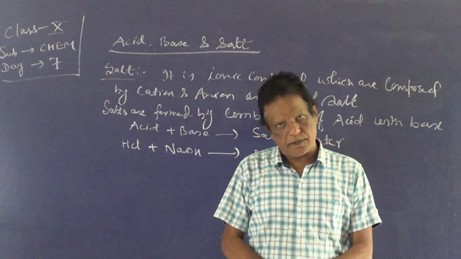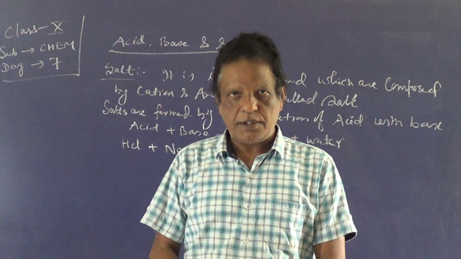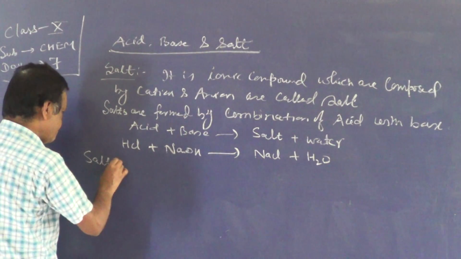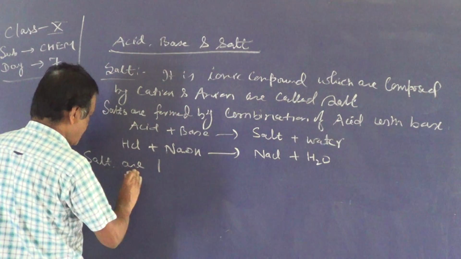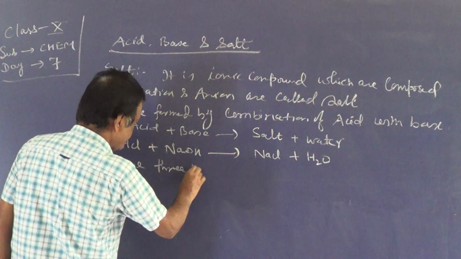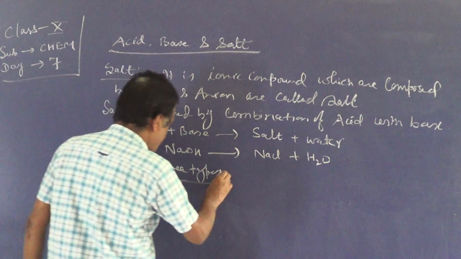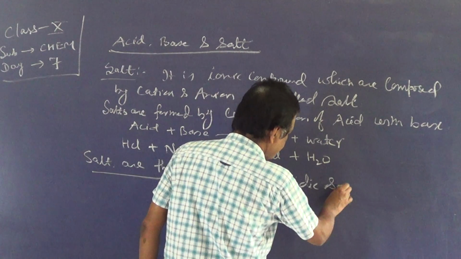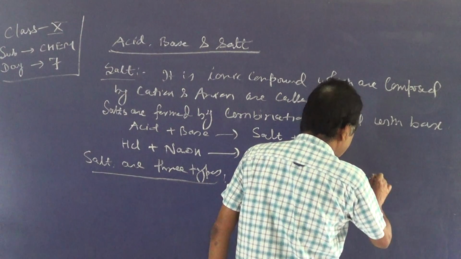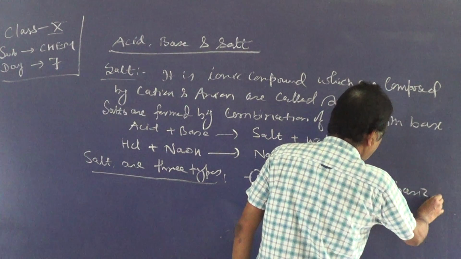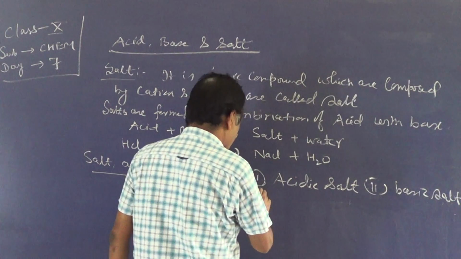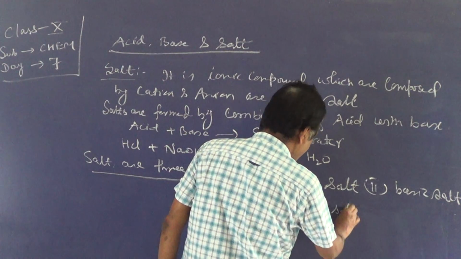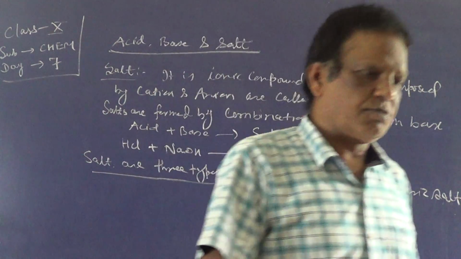Salts are mainly of three types: acidic salt, basic salt, and neutral salt. First is acidic salt. Second one is basic salt, and third one is neutral salt. Okay, now let's discuss them one by one.